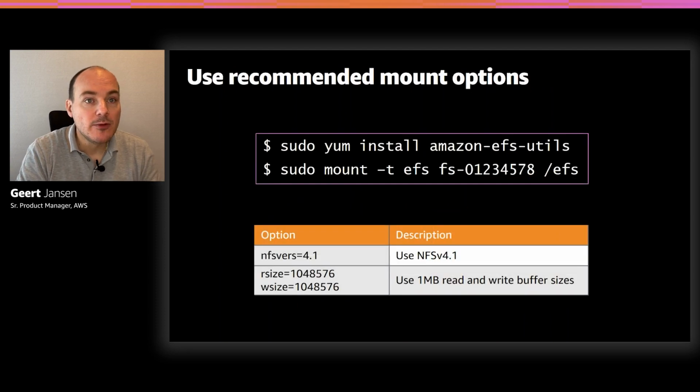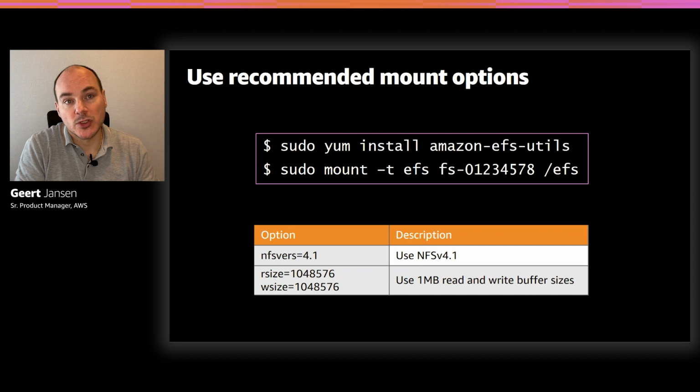Okay, moving on then to mount options. It's important to use the recommended mount options for the best performance. The easiest way to do that is to install the EFS utils package. This package will install what we call a mount helper, which allows you to mount your file system with type EFS. What this does in the background is set up a regular NFS mount, but it supports some additional features. For example, it supports encryption in transit. It will also support authentication of the mount using IAM. But from a performance perspective, it will make sure that you have the best mount options available.